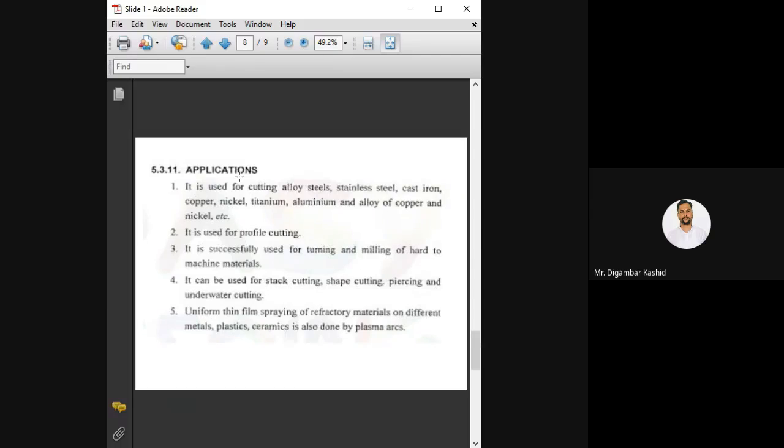of refractory materials on difficult materials, metal, plastic, ceramic. For that purpose we can use this plasma arc. So uniform thin film spraying of refractory materials can be done by using the plasma arc.